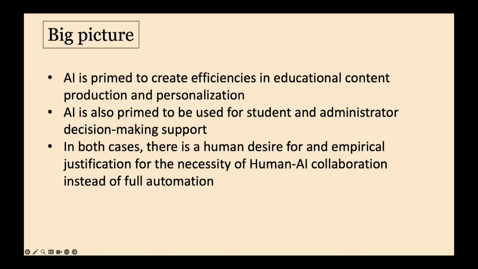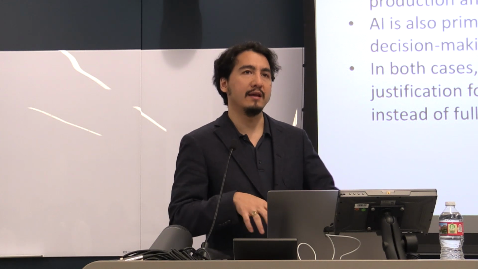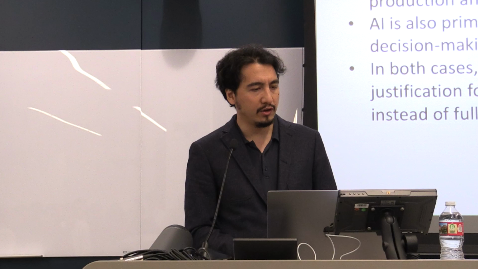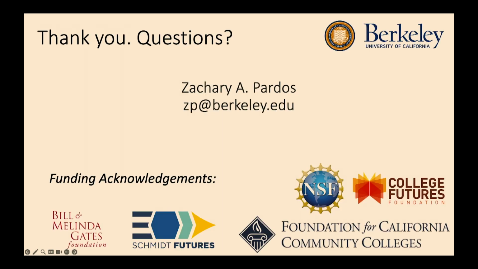Also, in both cases, there's human desire for an empirical justification for the necessity of human AI collaboration instead of full automation. So AI gets math problems wrong. We need someone to check that. AI isn't always going to get the articulations right. We need at least a committee to ratify that. So I think policy-wise we should be thinking of AI as a draft of something that can make work more efficient and more productive by combining AI and human expertise. Here are the works cited, and I want to thank the funders and thank you for your time.